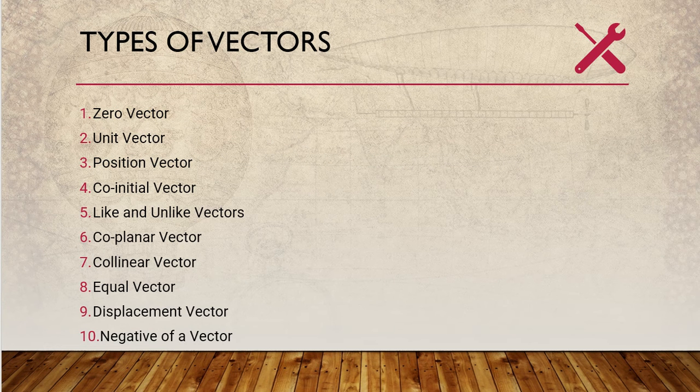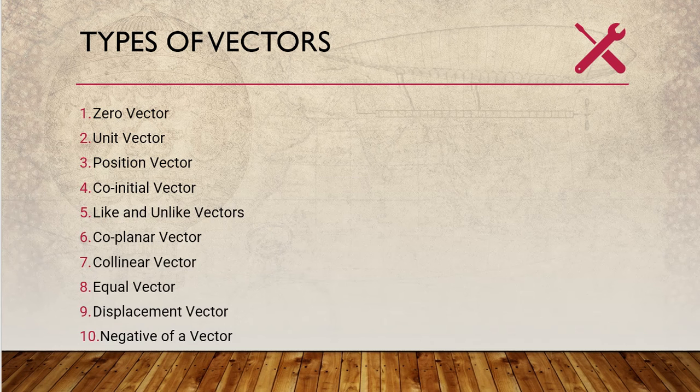Now let us discuss the types of vectors. Totally there are 10 types of vectors. Those are zero vector, unit vector, position vector, co-initial vector, like and unlike vectors, coplanar vectors, collinear vectors, equal vectors, displacement vectors, and lastly, negative of a vector. Now let us discuss all these vectors one by one.